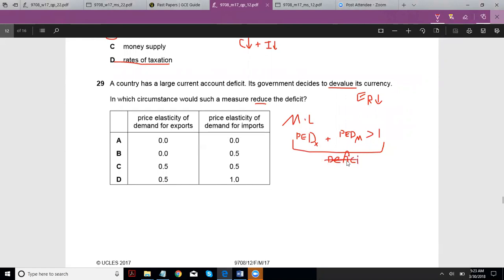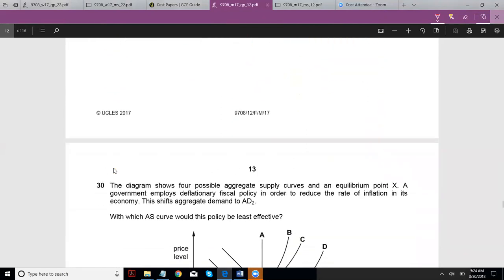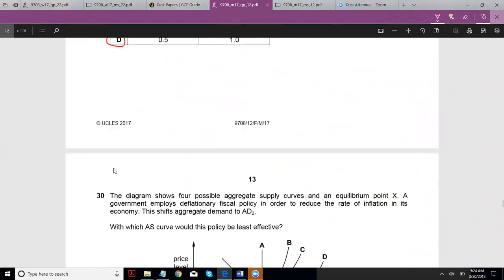So PED for exports and imports, whatever value gives you greater than 1, not this. This gives you 0.5. This gives you 1. It's greater than 1. It would be D, which is greater than 1. It's about reduced deficit, yeah.